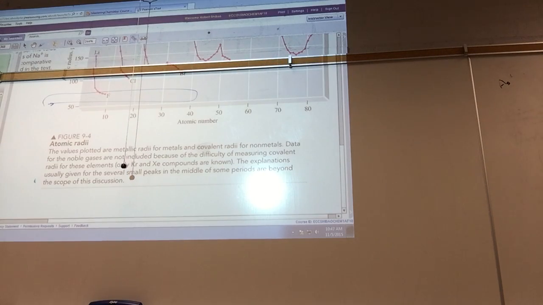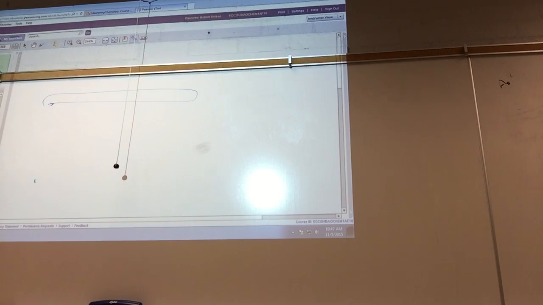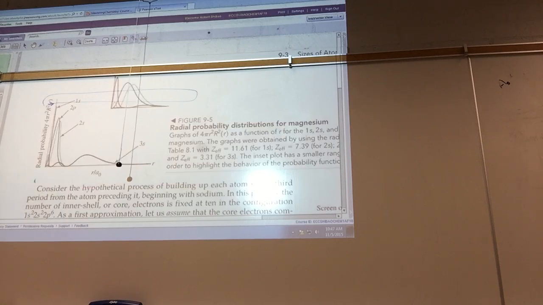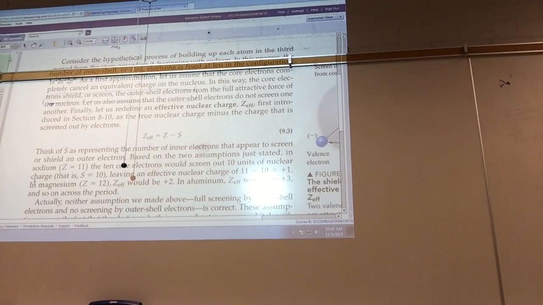And so let's take a look at the radii first.